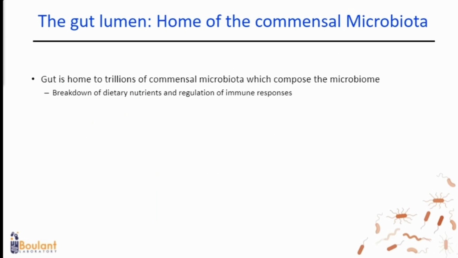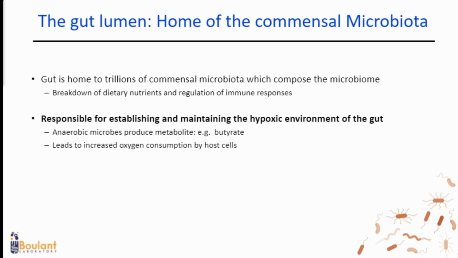In the lumen of the gut, as you all know, there is a huge load, trillions of bacteria, referred to as the commensal microbiota. They are very important for breakdown of dietary nutrients and also, for example, regulation of immune response. But with respect to our presentation today on hypoxia, the oxygen environment in the gut, the microbiota is actually critical to establish and maintain this low oxygen environment that we have in the gut. The anaerobic microbes produce metabolites like butyrate that are consumed by our intestinal epithelium cells, and this consumption leads to oxygen consumption and basically a decrease of oxygen level in the lumen of the gut.